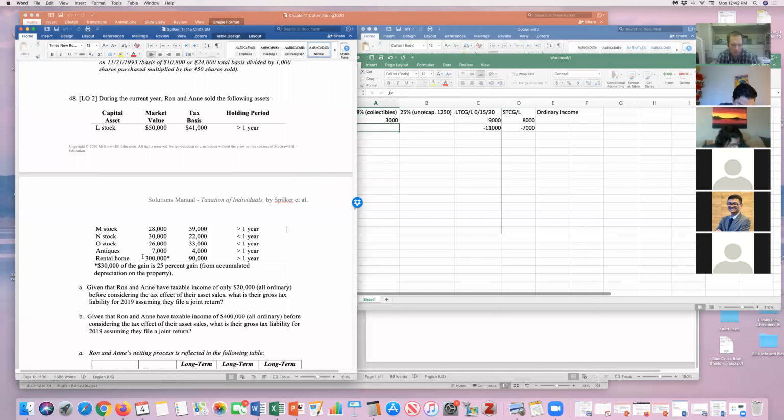The rental home, so now we've got real estate used in a business. They just tell us their total gain was $210,000. You can see that. And they tell us that $30,000 of that is 25% gain, unrecaptured 1250 gain. So we can tell from that they've claimed $30,000 of depreciation on this real estate property.